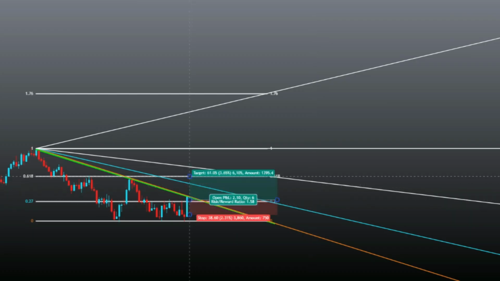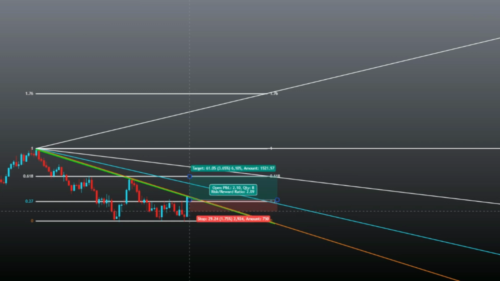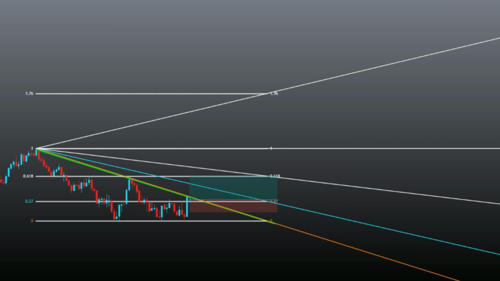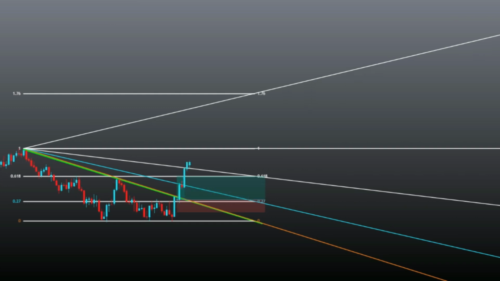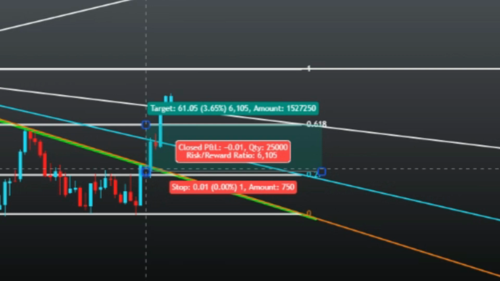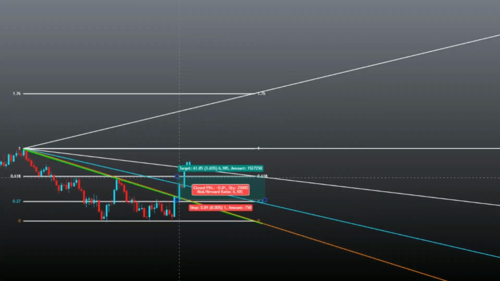My first take profit point is 0.618. I set my stop loss somewhere between Fibonacci 0 and 0.27. Upon reaching my first take profit point, I'll close 60% of my position and bring my stop loss to my entry point. Then I'll go for the second and the third take profit points.